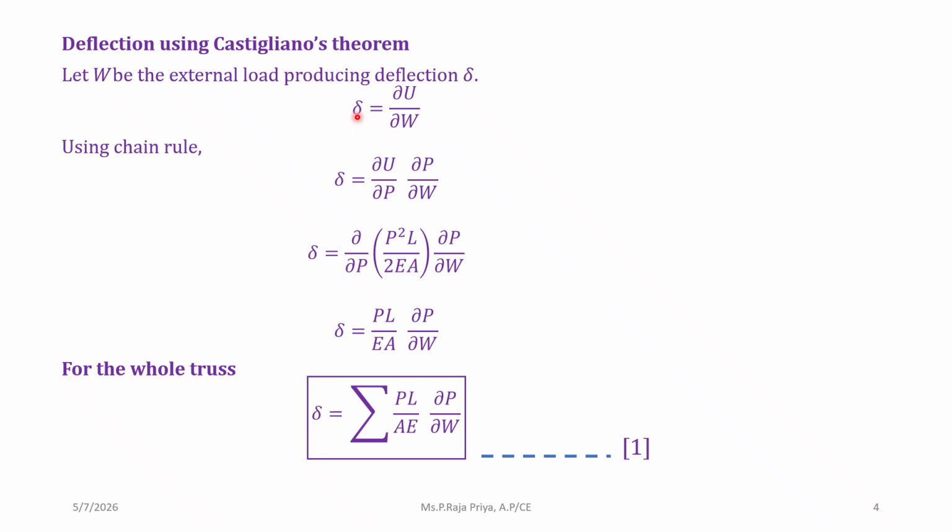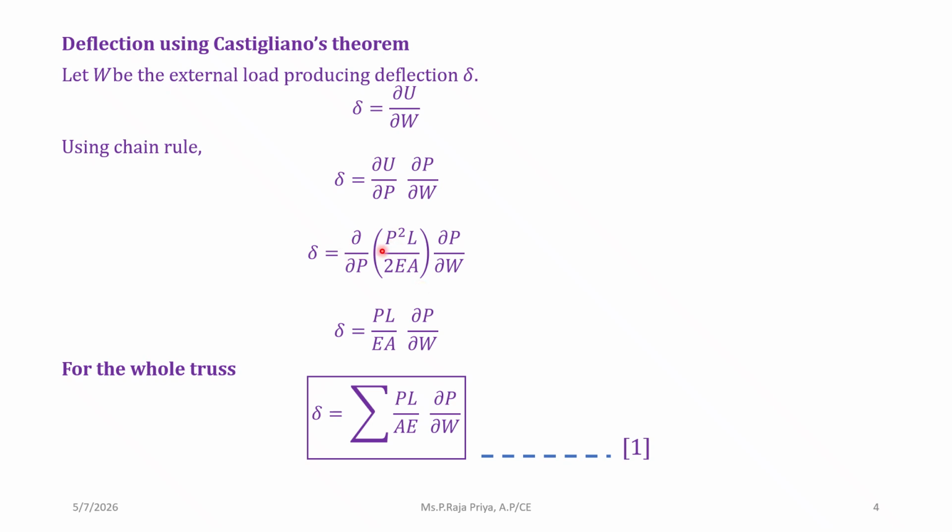And here we have to find the deflection. So what does the first theorem tell? The deflection is the partial derivative of strain energy with respect to load. So this is given here. Then this is a chain rule. Here we are just multiplying and dividing by dou P. Here instead of U we are using P squared L by 2EA, which is the strain energy due to axial force, and this dou P by dou W.